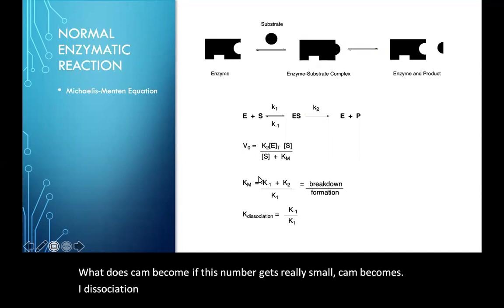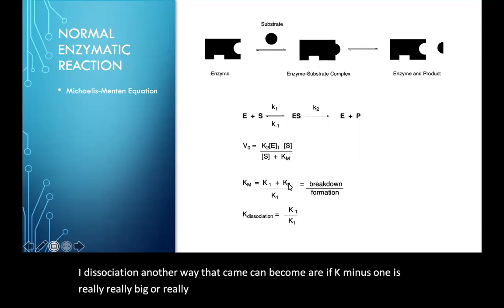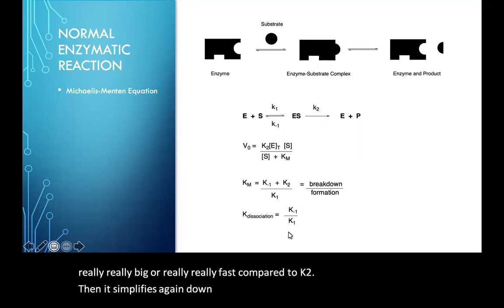Another way that Km can become our dissociation constant is if K minus 1 is really, really big, or really, really fast compared to K2. Then it simplifies again down to K minus 1 over K1.